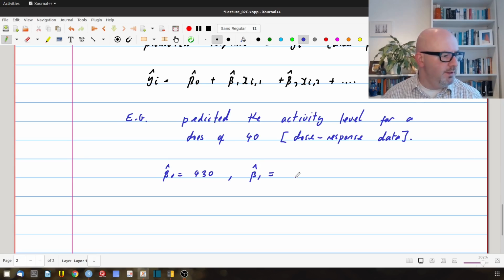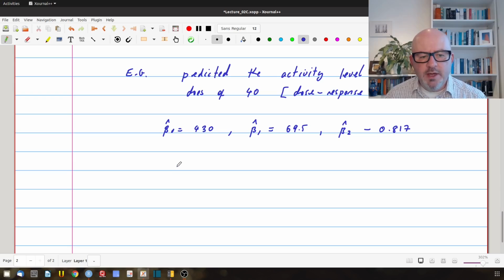Beta hat 1 is 69.5. Again, I'm going to round a little bit here, and we'll get the exact answer from the software very soon. And beta hat 2 is minus 0.817.